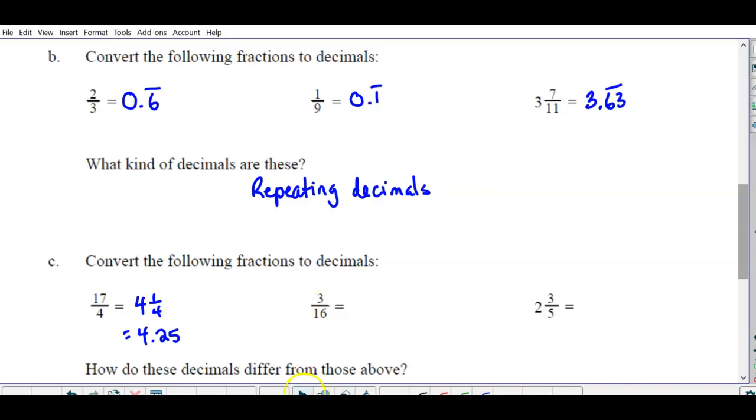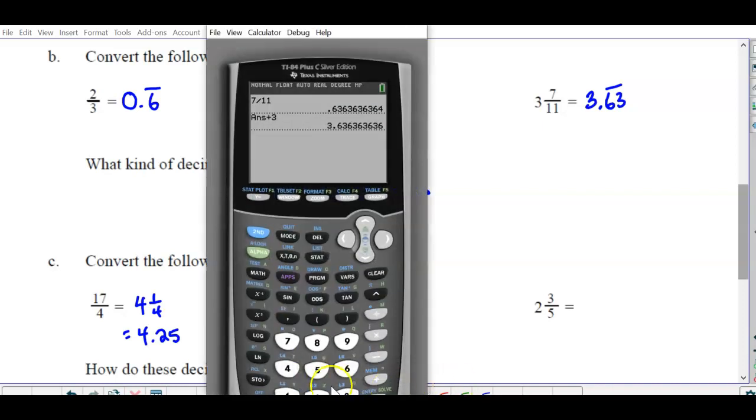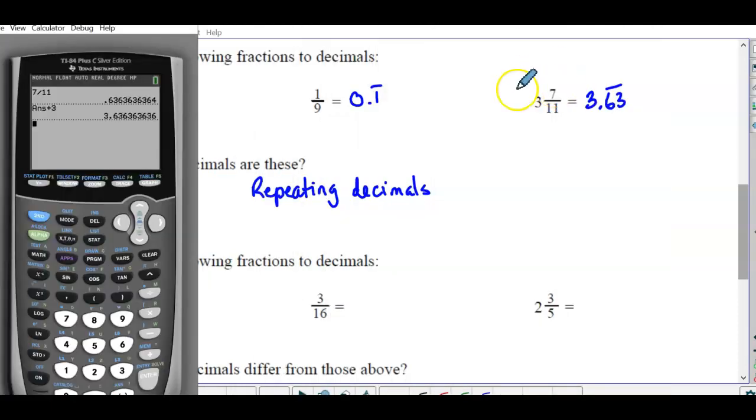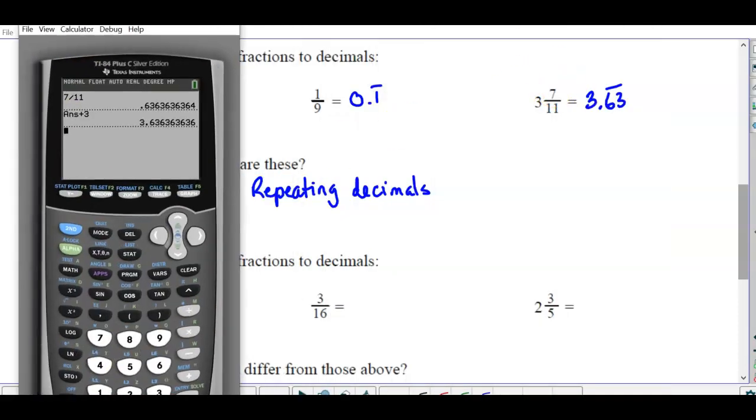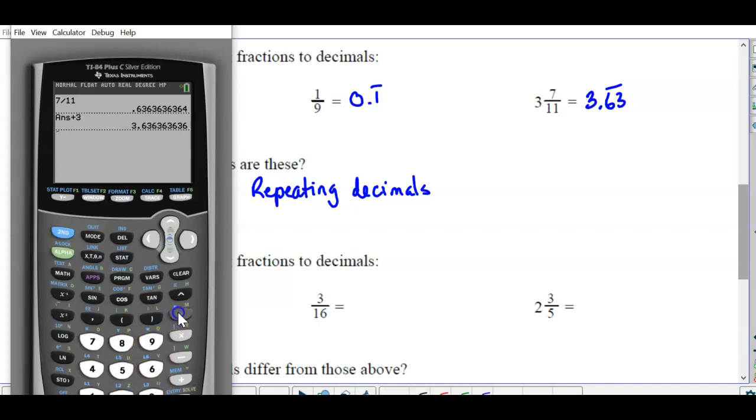3/16. Maybe you don't know that off the top of your head. Sometimes I have to check that one myself. So 3 divided by 16 is 0.1875. This one will be 4 decimal places.